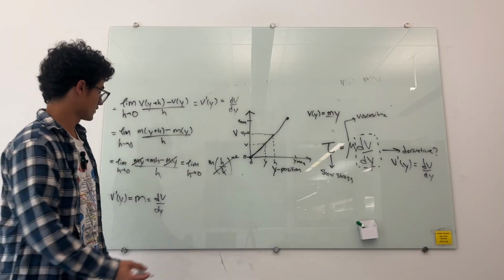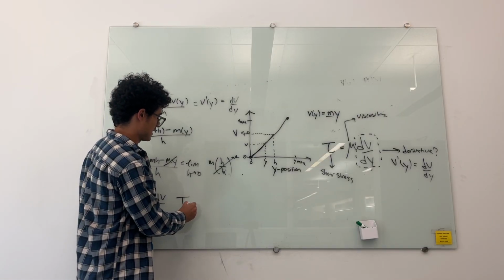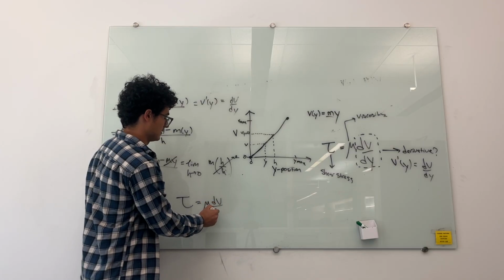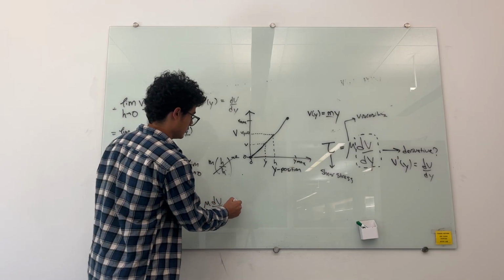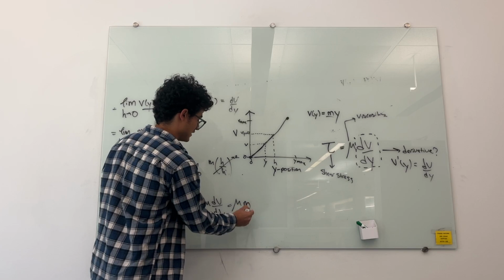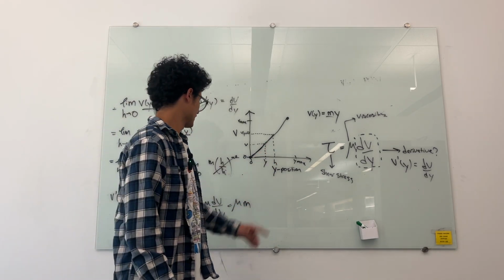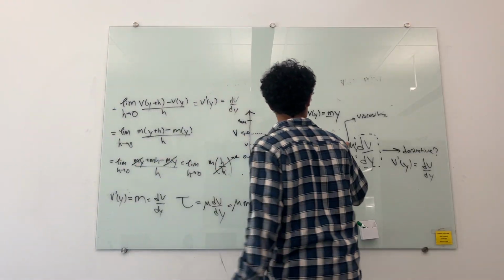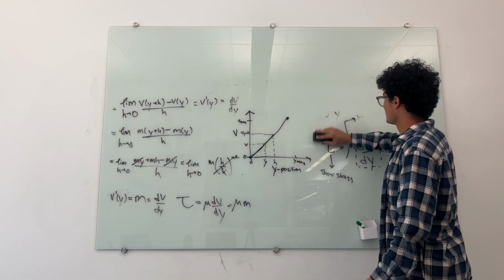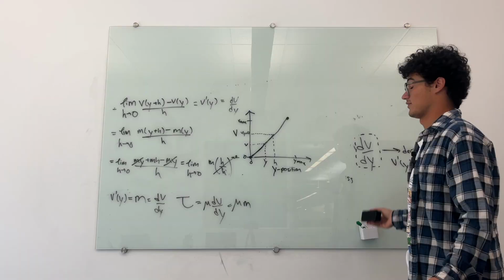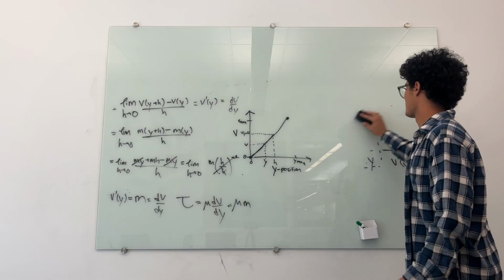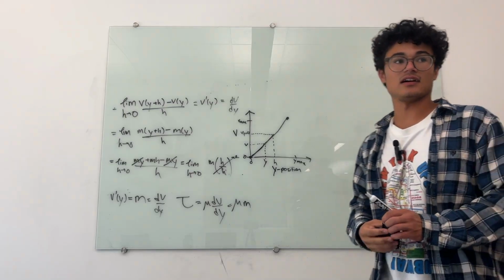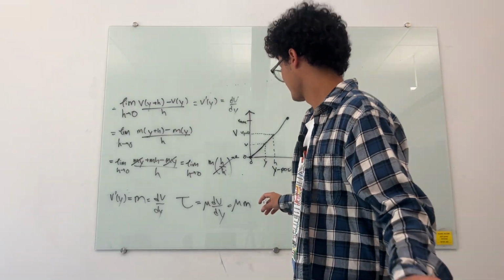So now look, we can solve this equation. This is tau equals mu dv dy, which equals mu times m, our slope that we got. So what I didn't tell you actually is that Newton's law of viscosity is actually a differential equation. So that might also sound complicated, but it really isn't. We're just using a derivative inside our equation here.